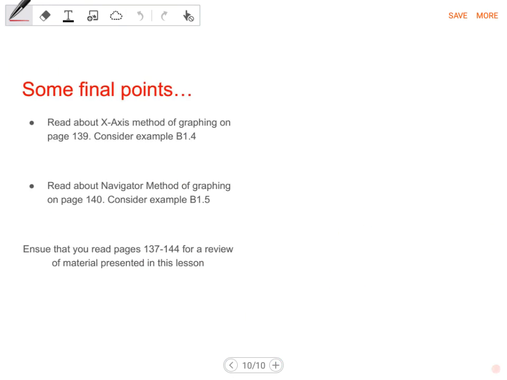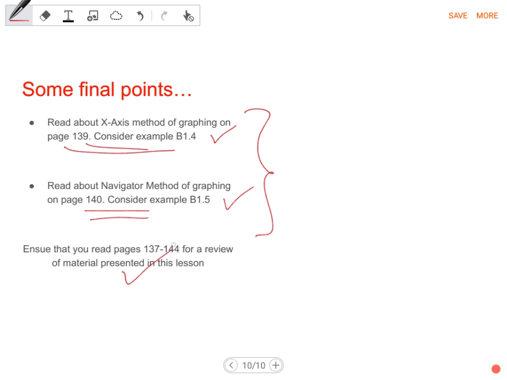It's very important. One last thing, I've shown you the main methods here of graphing. I would like you to learn on your own about the x-axis method on graphing. Page 139, look at the example. You're also going to learn about the navigator method on page 140. Look at the example. Now, I'm not just saying this like I expect you to know this, and I do expect you to read this on your own and gain the information.